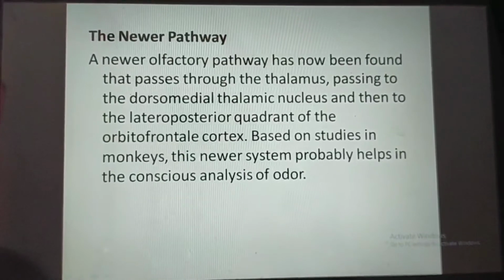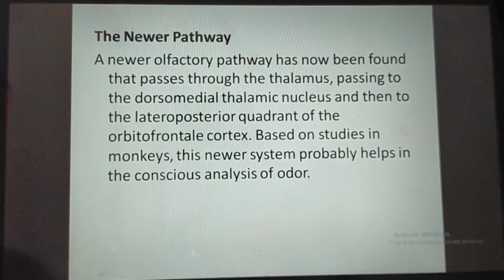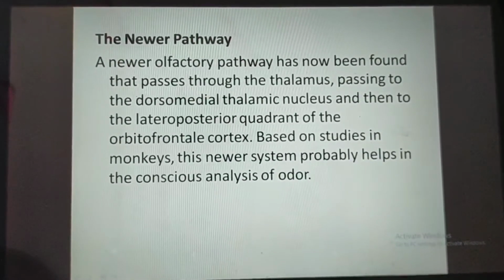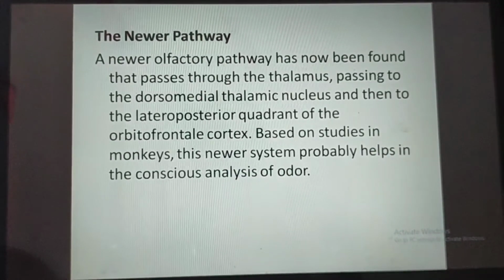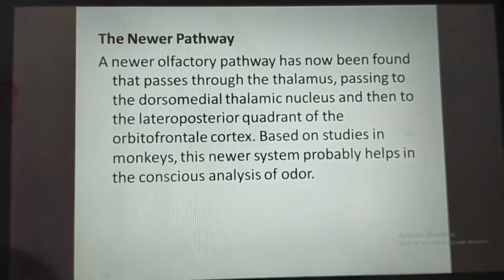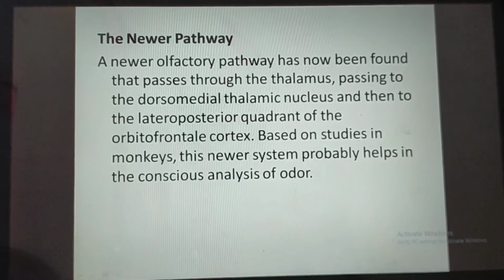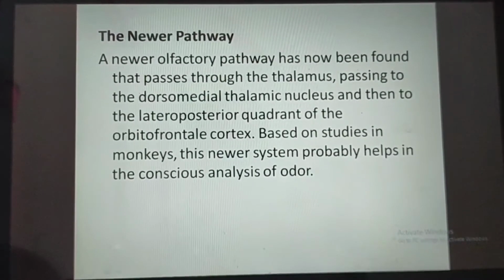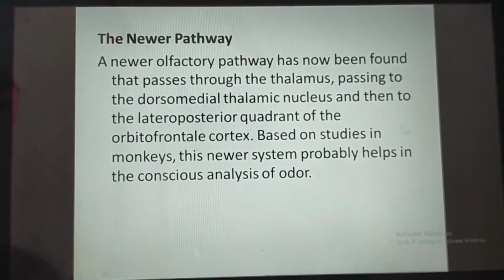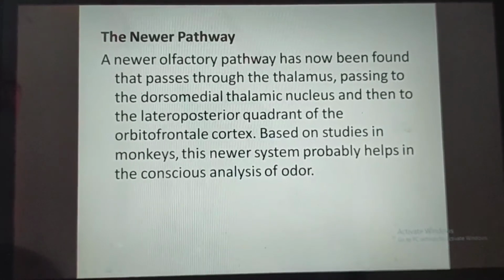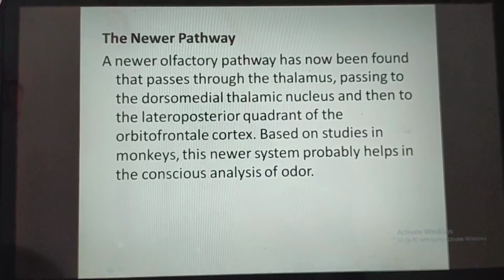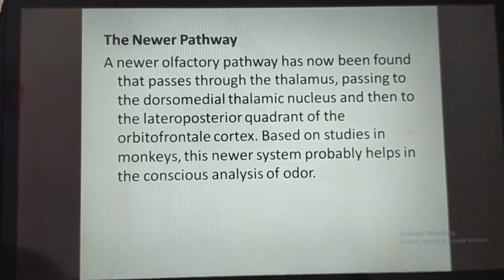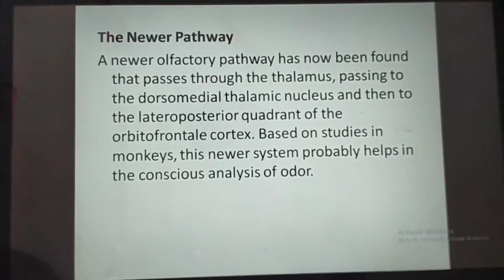A newer olfactory pathway has now been found that passes through the thalamus, passing to the dorsomedial thalamic nucleus and then to the lateroposterior quadrant of the orbitofrontal cortex. Based on studies in monkeys, this newer system probably helps in conscious analysis of odor.